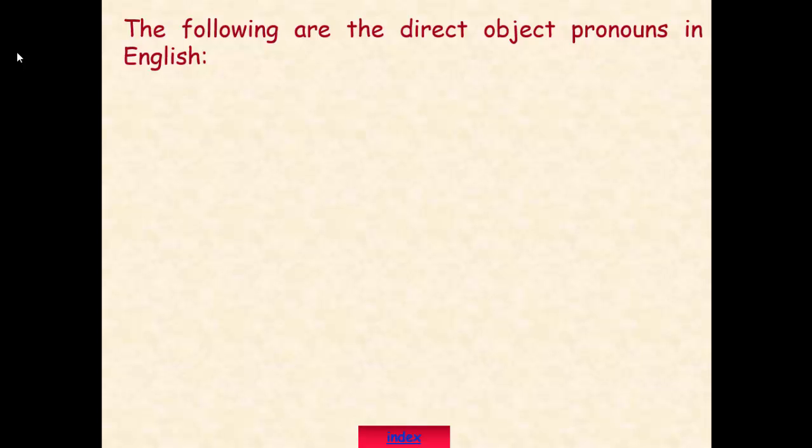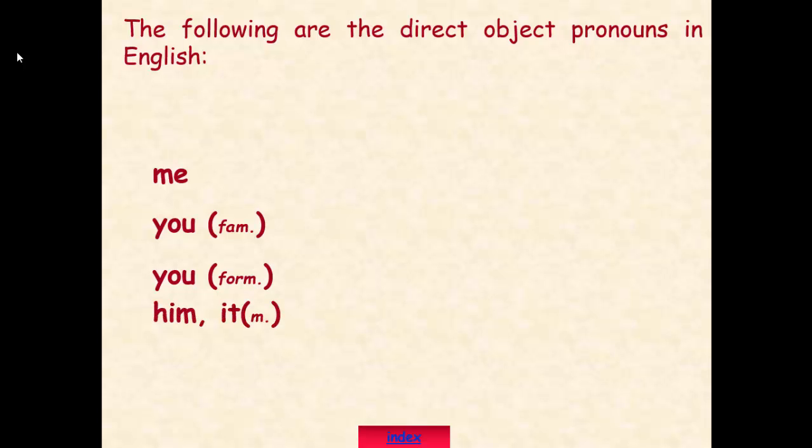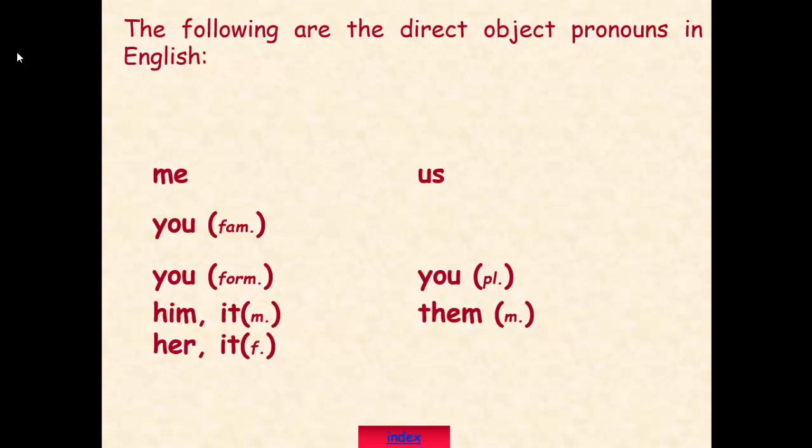So here are the direct object pronouns in English, just to refresh your memory. You should already know this. Me, you, as in you familiar, you formal, and it would be like talking to your Sunday school teacher, your preacher, the police, whatever. Him or it, her or it, us, and you plural like y'all. And then them. Masculine and feminine. There's no difference in gender there.